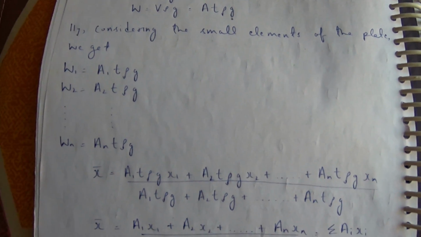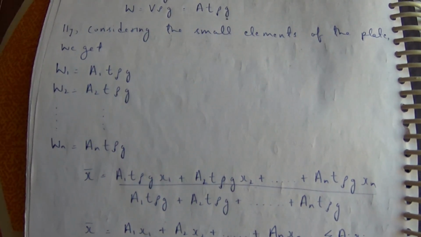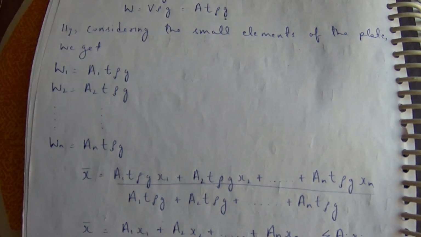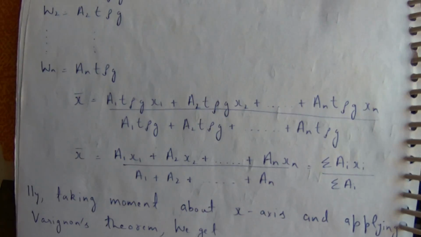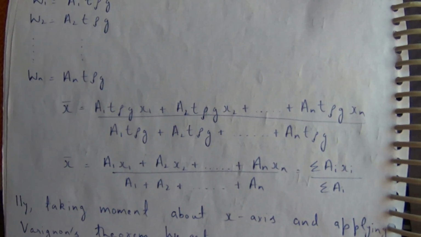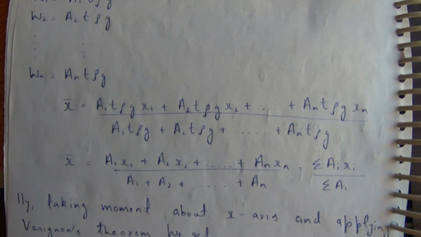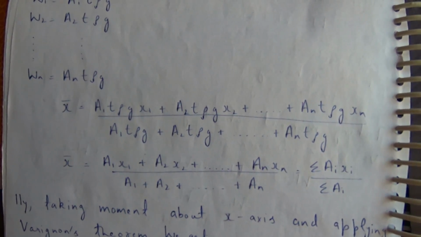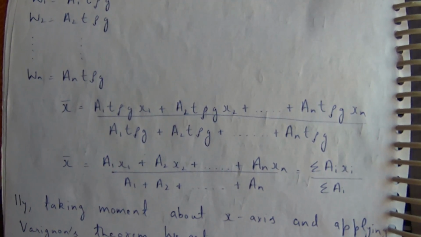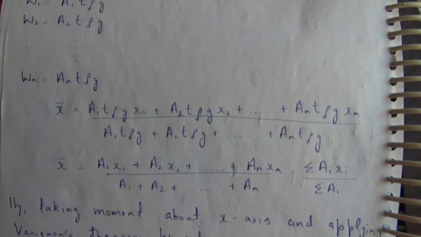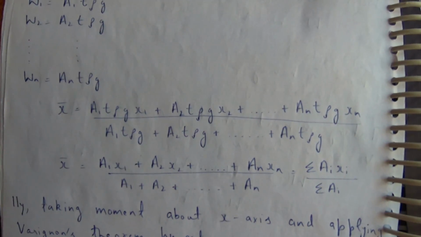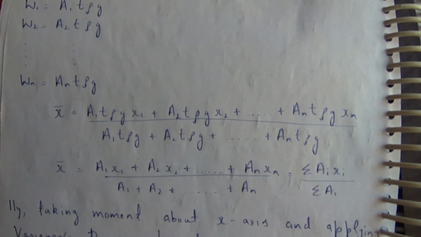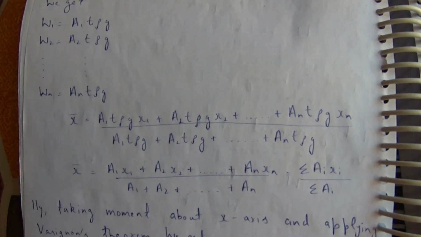Similarly, considering the small elements of the plate, we get W1 is equal to A1 T rho g, W2 is equal to A2 T rho g, Wn is equal to An T rho g. X bar is equal to A1 T rho g into x1 plus A2 T rho g into x2 plus ... plus An T rho g xn divided by A1 T rho g plus A2 T rho g plus ... plus An T rho g. X bar is equal to A1 x1 plus A2 x2 plus ... plus An xn divided by A1 plus A2 plus ... plus An, which is equal to summation Ai xi divided by summation Ai.